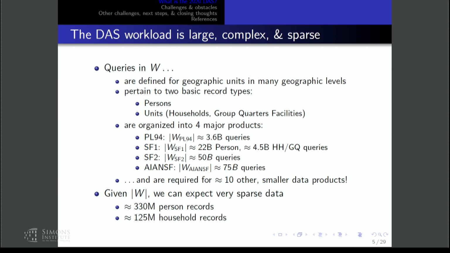PL94 stands for Public Law 94-171. This is the data product that is associated with and used for political redistricting. So usually when you think about constitutional mandates or the strongest legislative requirements, they tend to pertain immediately to this data product. This is the smallest of the 4 major data products, but it also tends to have the lowest geographic resolution of them. It includes queries like how many people are of voting age in a particular geographic unit, how many are of non-voting age, and how many people in a geographic unit reported being of 3 races, of 4 races, of 5 races within the 6 major race categories that are reported in the census.